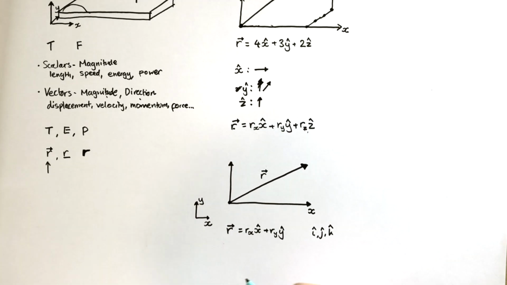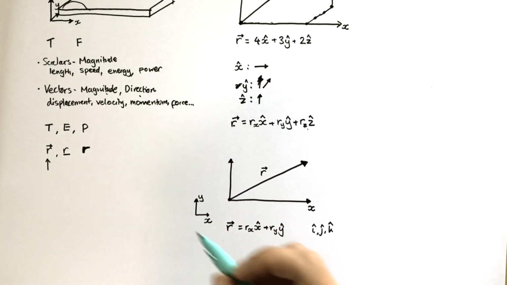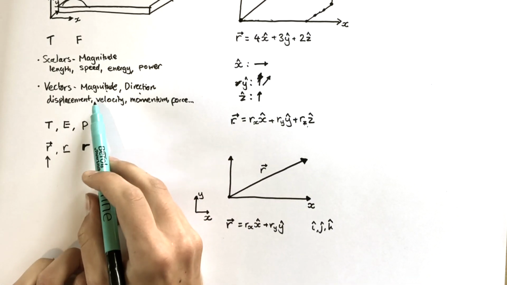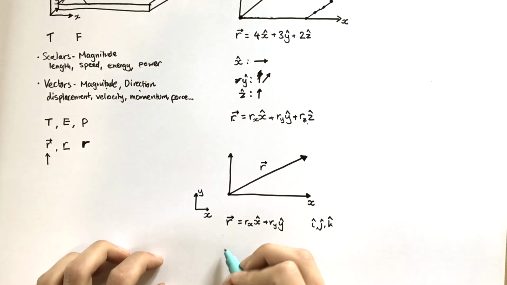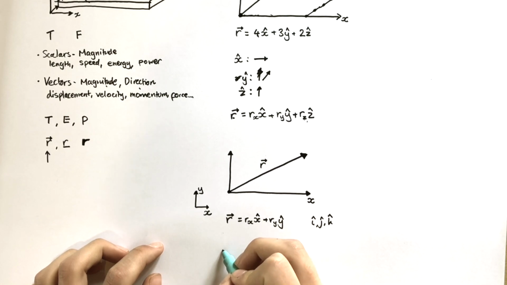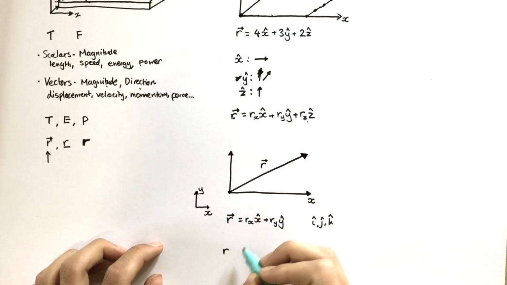Now, all vectors have a magnitude and a direction, and the magnitude of the vector is in fact just a scalar itself. We normally denote the magnitude of any vector as simply r, so there's no longer an arrow above it.